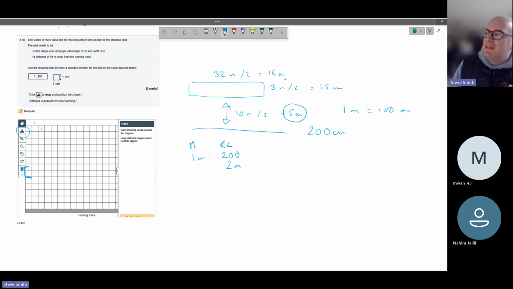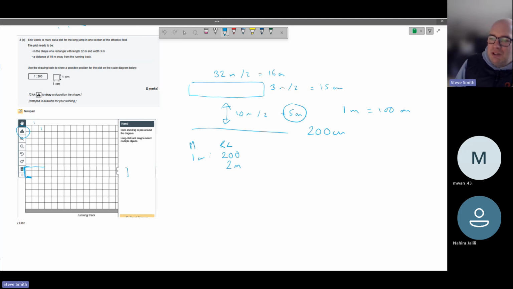And then it's 16 centimeters long. I know I've done this before because 1, 2, 3, 4, 5, 6, 7, 8, 9, 10, 11, 12, 13, 14, 15, about here, 16. And I remember that last time.